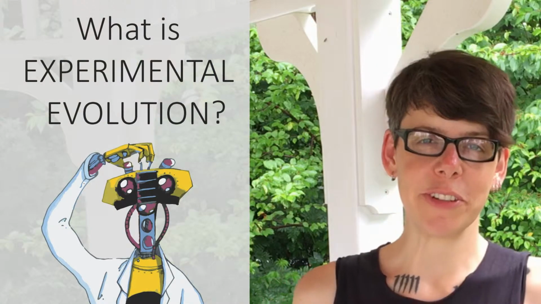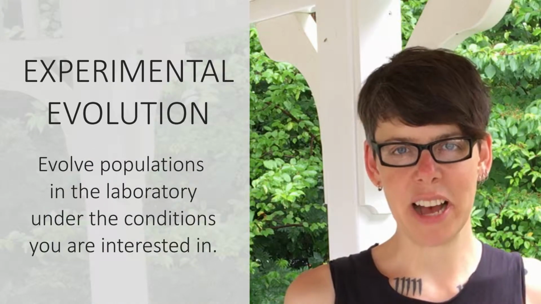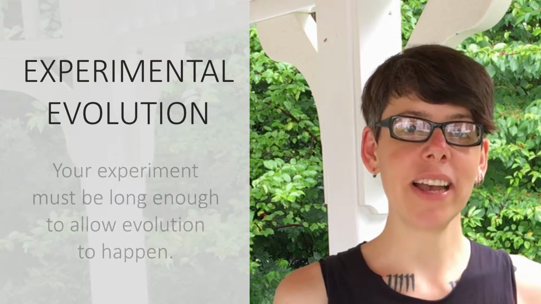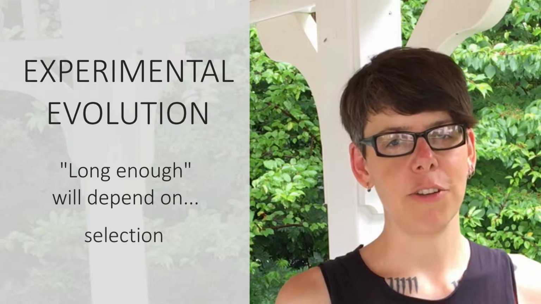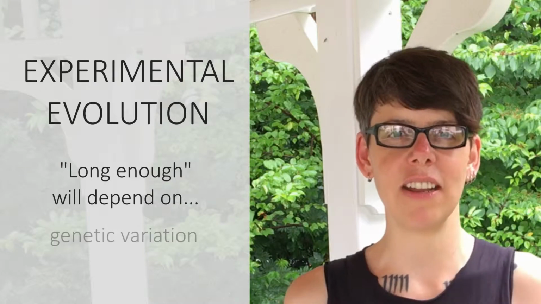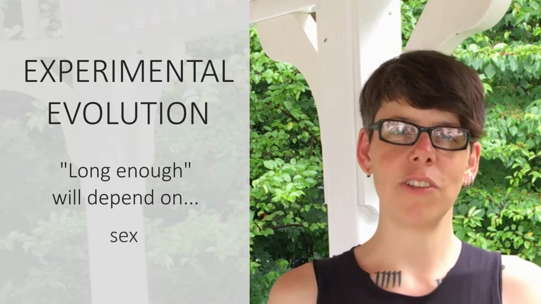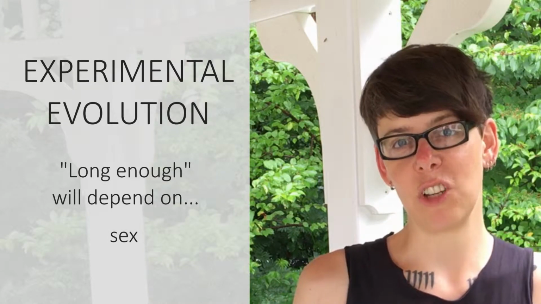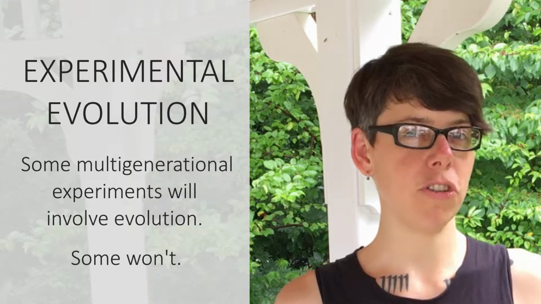So what's experimental evolution? Really, it's just a method where you take populations and you evolve them in the lab under conditions that you care about, under the drivers that you're interested in, for long enough for evolution to happen. And long enough will depend on a lot of things. It will depend on how strong selection is for that population in that environment. It will depend how much standing genetic variation there is, how fast your population can generate more variation, and whether or not your population has sex. So these are all things that have to be considered when you're planning an evolution experiment. And this means that some multi-generational experiments will involve evolution and some won't.